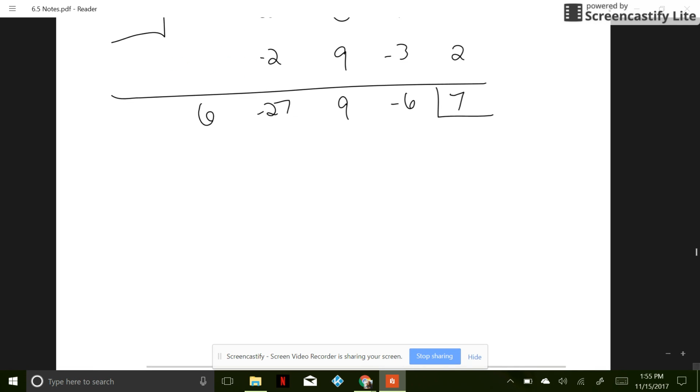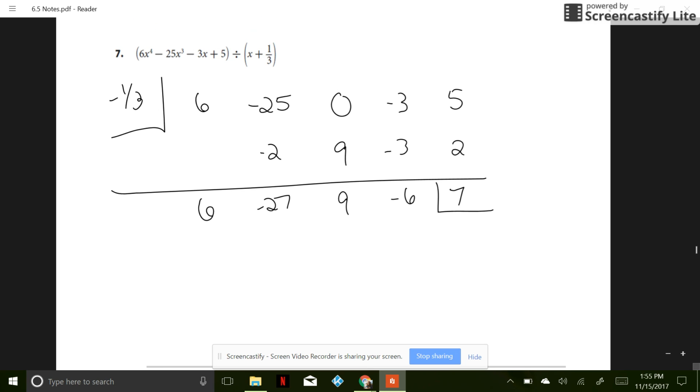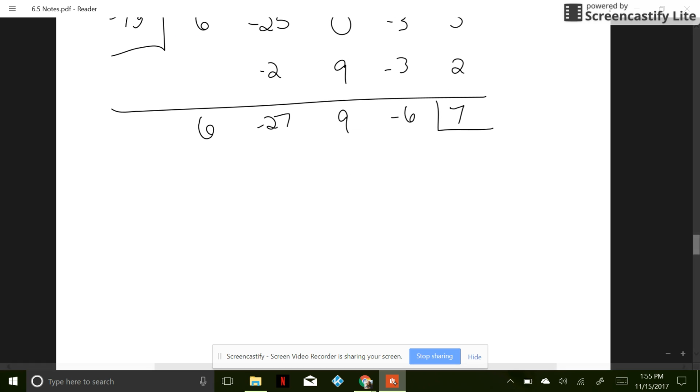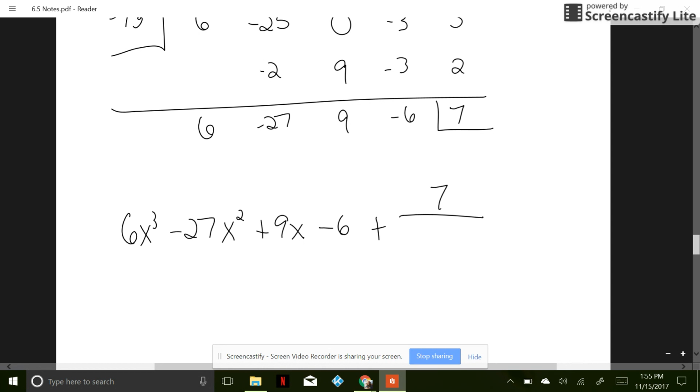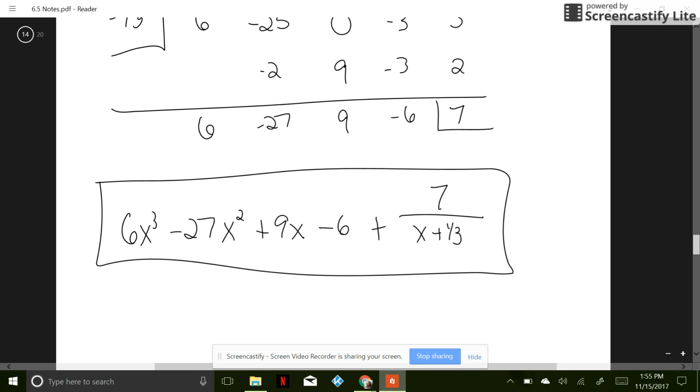So that's our remainder. Our power started to the 4th, so we'll start cubed. So 6x cubed minus 27x squared plus 9x minus 6 plus our remainder divided by the divisor x plus 1/3. And that's our solution.